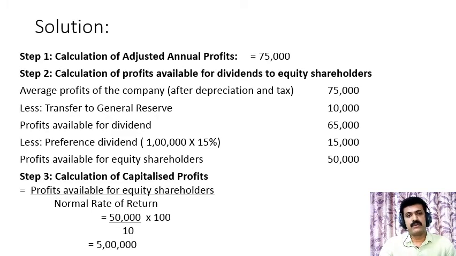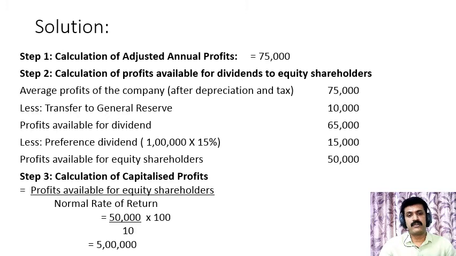In step 2, we have to calculate the profits available for dividends to equity shareholders. So it starts from the average profits of the company after depreciation and tax, 75,000. From that we have to deduct transfer to general reserves 10,000. The resulting balance can be treated as profits available for dividend. From that we have to deduct preference dividend. Preference dividends will be paid on preference share capital of rupees 1 lakh at the rate of 15%. That comes to 15,000. So the balancing amount of rupees 50,000 can be considered as profits available for equity shareholders.